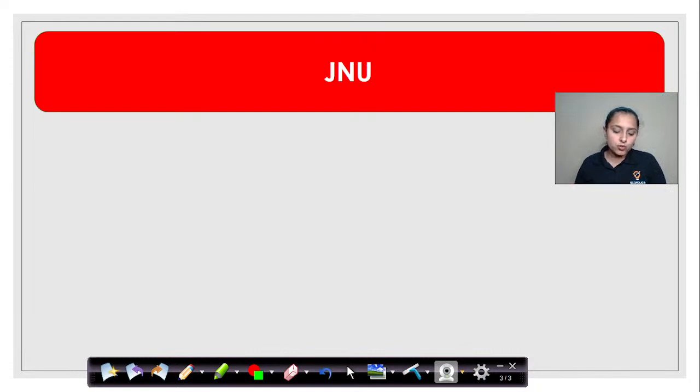So the first query is regarding the CUCET. The CUCET is for central universities, and it is just one single exam. According to whatever marks you get, whatever rank you get, you get admission in the central universities accordingly. All right.